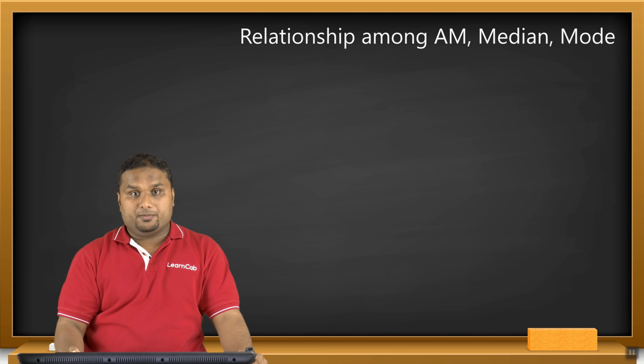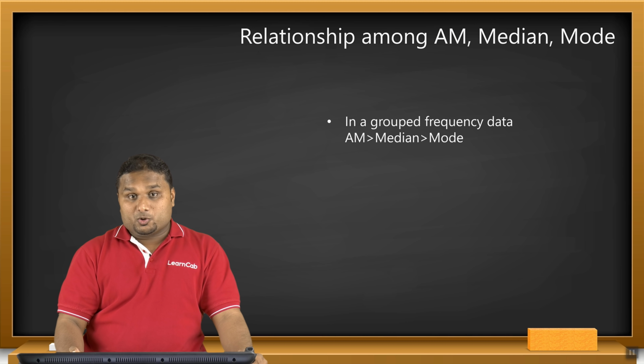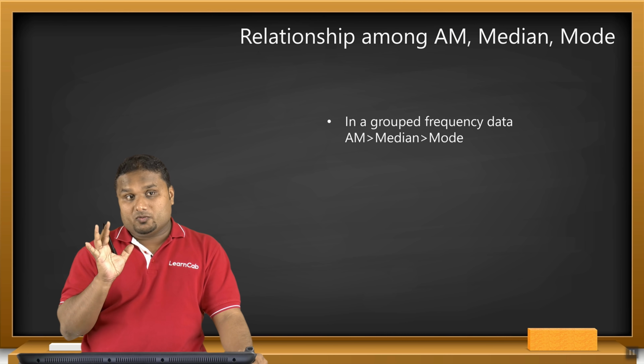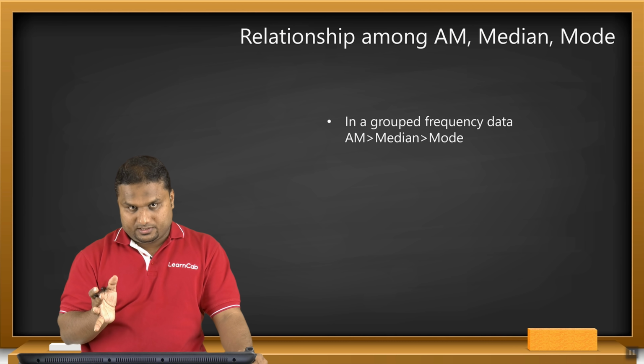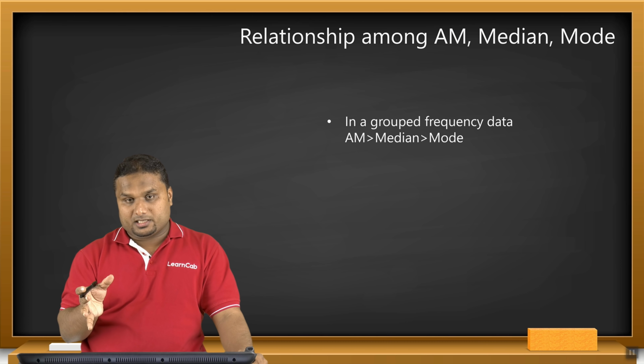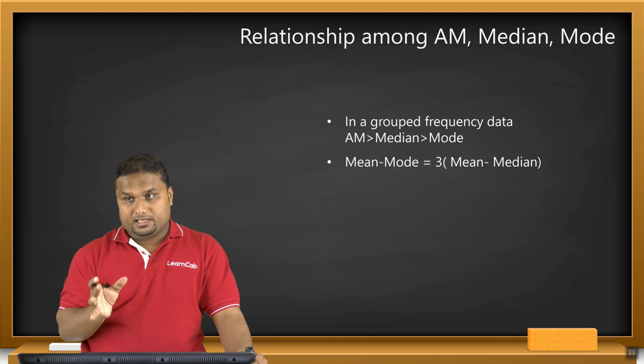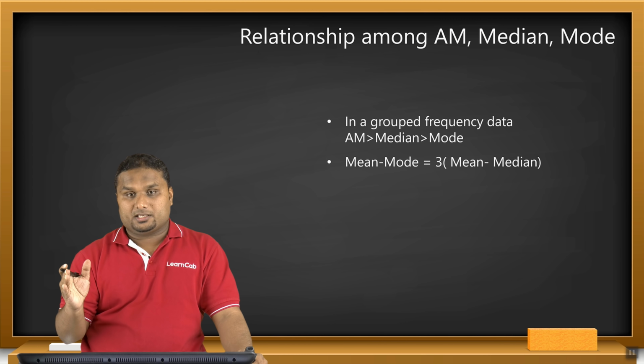Next, the relationship among arithmetic mean, median, mode. The first one, in grouped frequency data, always the biggest value is the arithmetic mean. That is 0 to 10, 10 to 20, 20 to 30, 30 to 40, 40 to 50. In that kind of class, the bigger value will be the arithmetic mean. So AM greater than median greater than mode. Then the very important formula is mean minus mode equal to 3 into mean minus median.